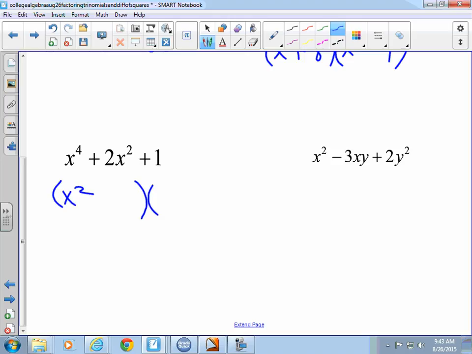X squared. What are the factors of 1? 1 and 1. That's my only option. If this factors, it has to factor into that, right? How can I know if it works? FOIL it, right? X times x is x squared times x squared is x to the 4th. 1x squared plus 1x squared, does that give me 2x squared? And 1 times 1, does that give me 1? Worked pretty well, didn't it? Again, I didn't know how to do that. I didn't teach you how to do that. But just a thought process of unfoiling got me.